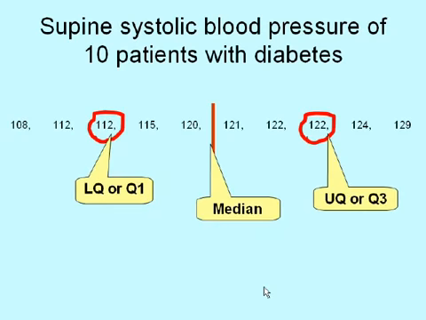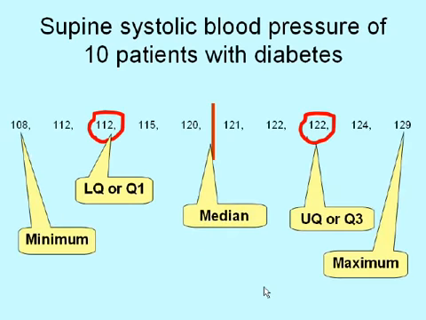So to label up my numbers, I've got my lower quartile, my median and my upper quartile, and we can of course include the minimum and the maximum, and that's your 5-number summary. So to recap, you've got the minimum value, the maximum value, you've got the lower quartile and the upper quartile, and you've got the median.